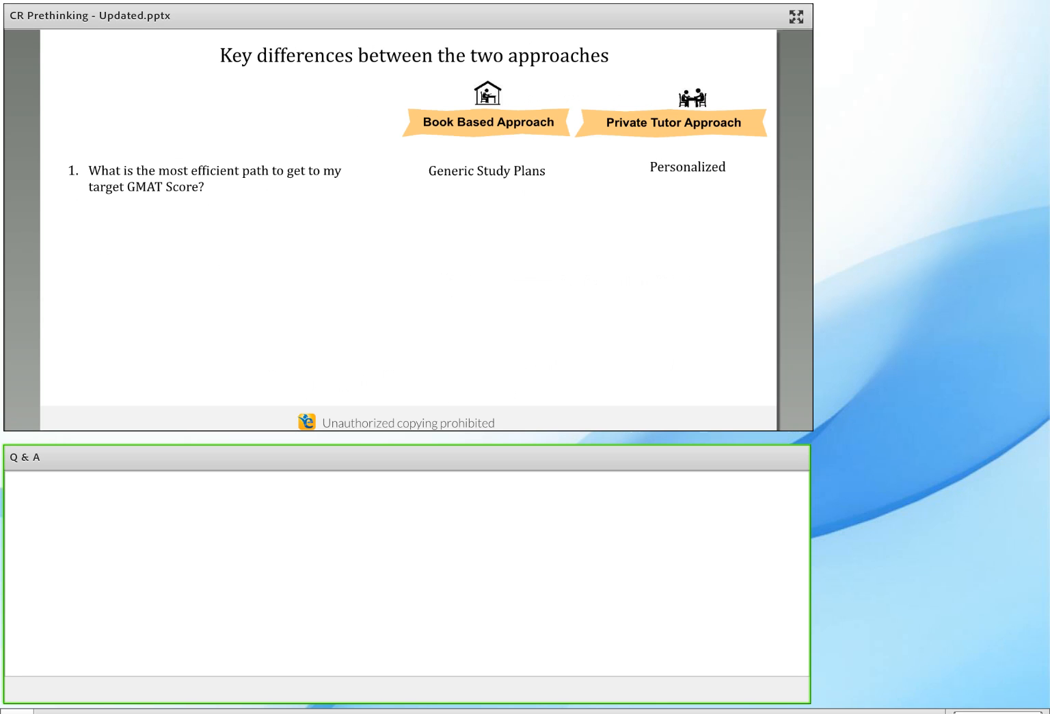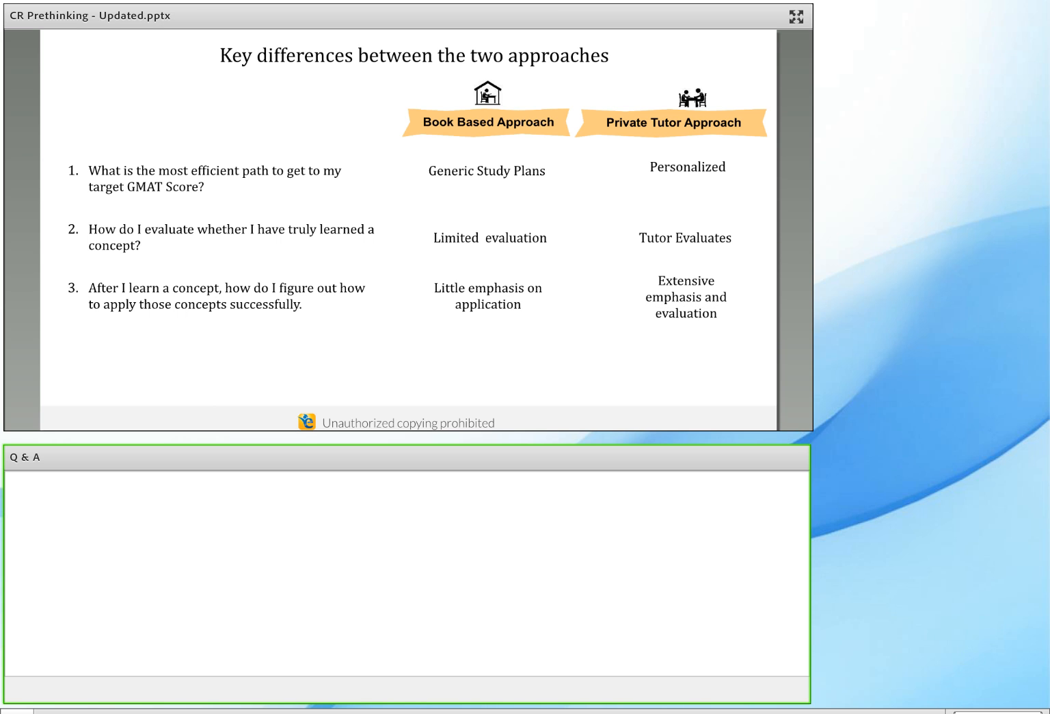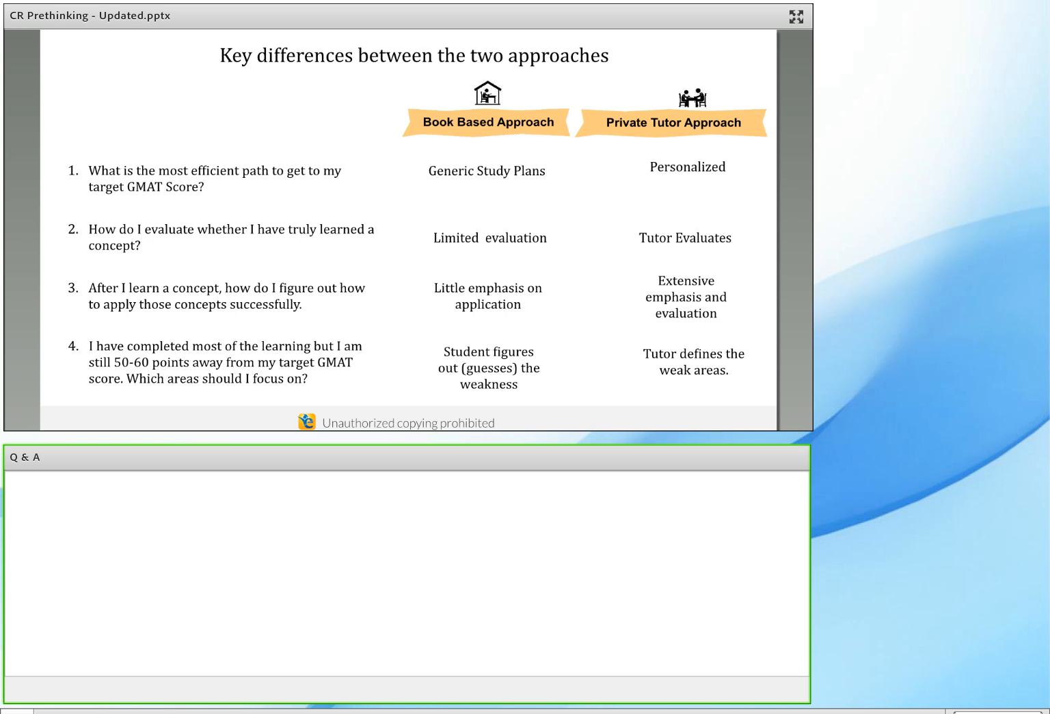So what's the difference between these two approaches? While you're learning the same content, the extent of personalization, starting from defining where to spend your time, the extent of feedback is a lot more in a private tutor-based approach. And it's very clear why that approach would help you ace the GMAT much more effectively than a book-based architecture.